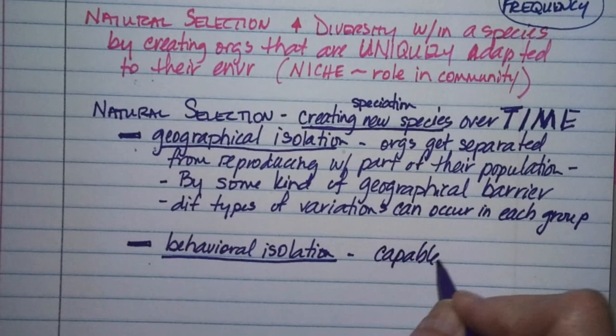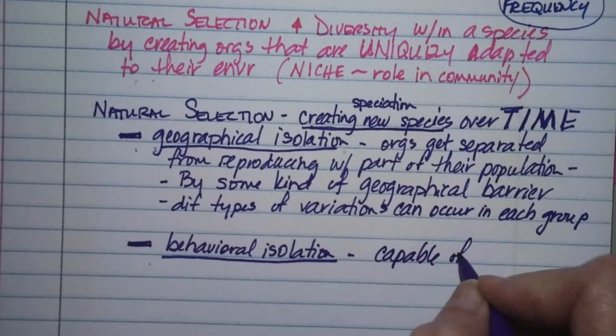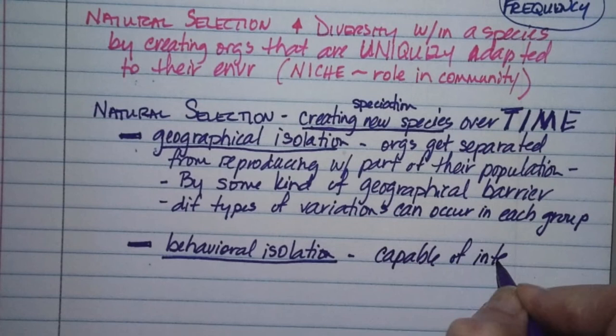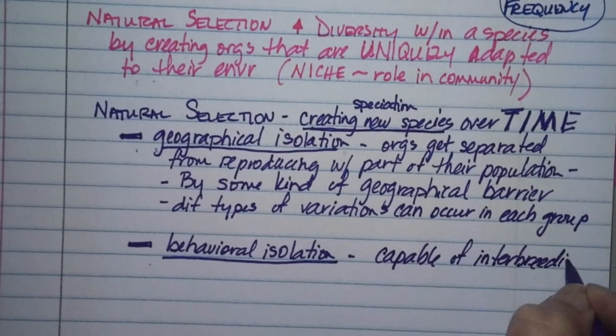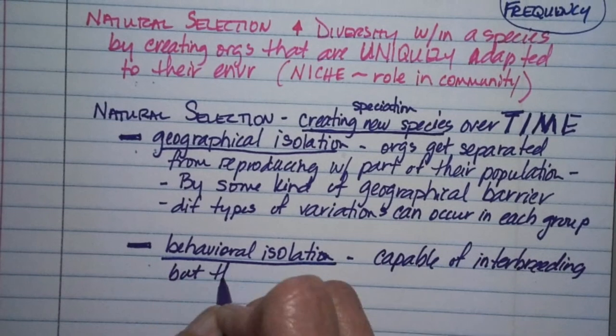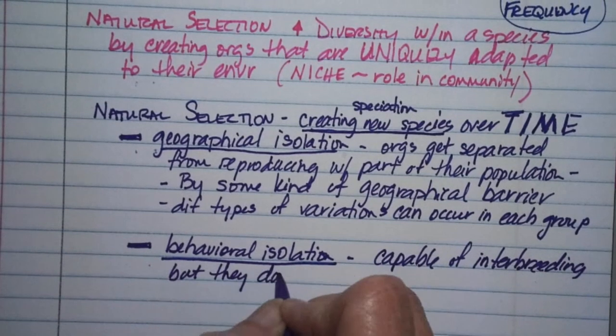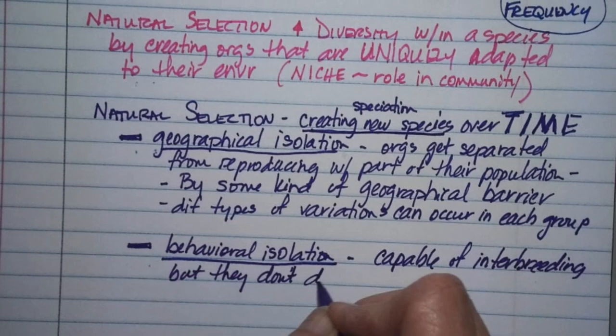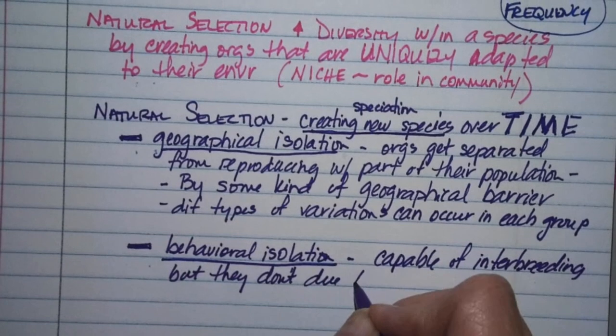But they don't, due to something. It could be courtship behavior, like with the spiders, they don't recognize the right pattern. It could be when they're active.